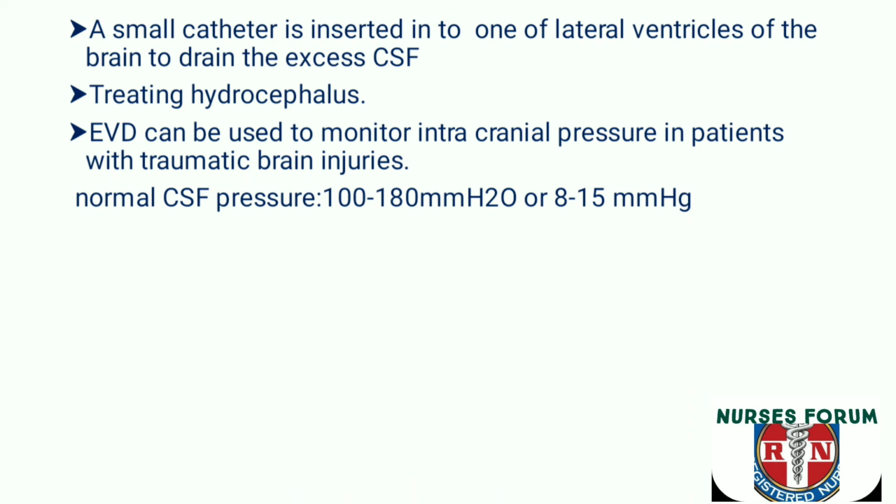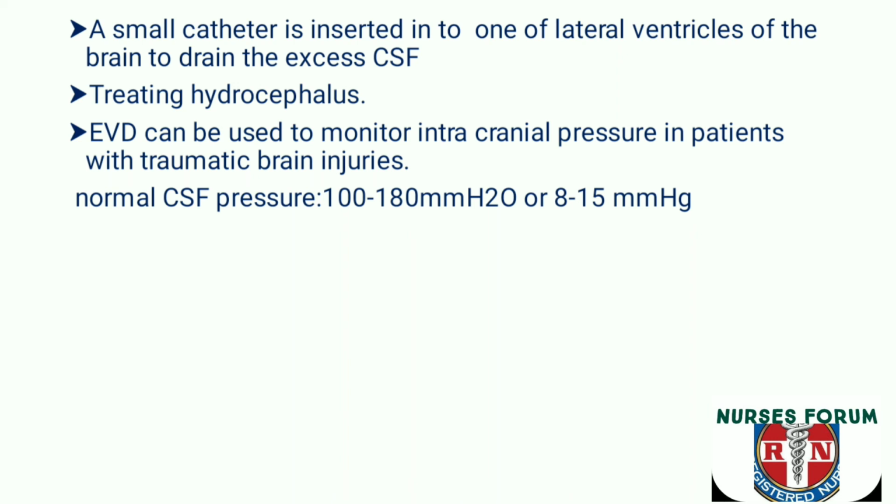In hydrocephalus, excess CSF is produced, or if there is a blockage in the flow of the CSF, the ICP will be very high. So we need to reduce the ICP. So we insert a catheter into the lateral ventricles of the brain to drain the cerebrospinal fluid. This EVD can also be used to measure the ICP. Normal CSF pressure is 100 to 180 mm H2O or 8 to 15 mm Hg.